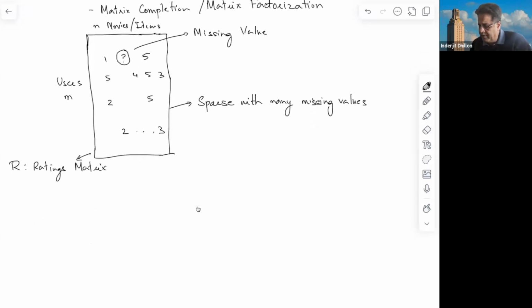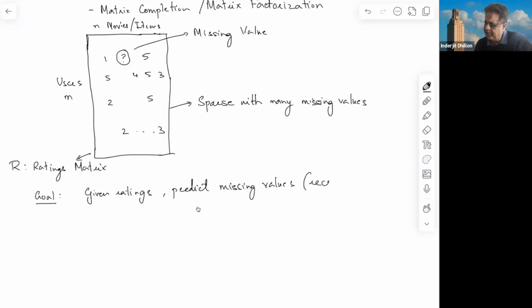So the goal over here, and now you can start seeing parallels with the regression problem that we've talked about so far, is that we are given ratings, and we want to predict the missing values. And these would be the actual recommendations. So that's the problem that we will be looking at: predict any arbitrary missing value.